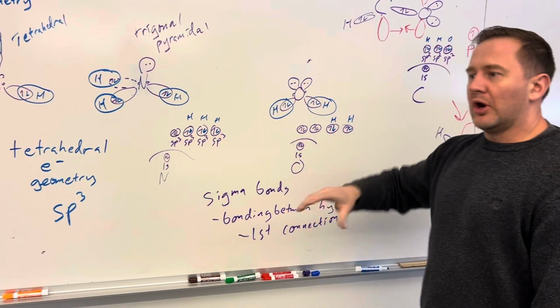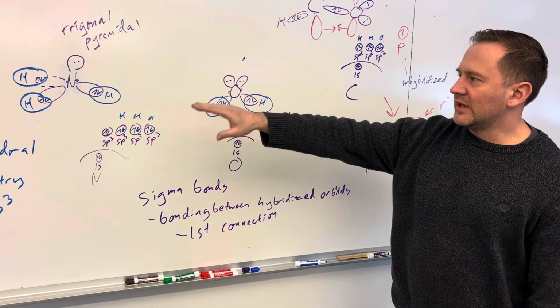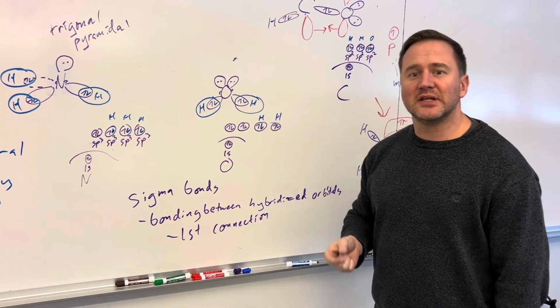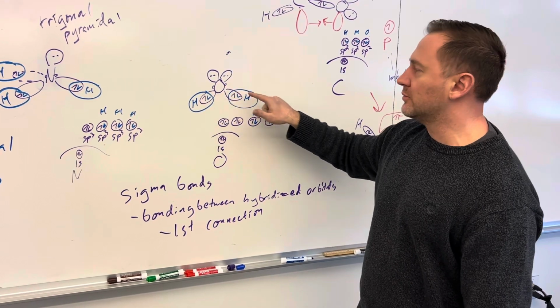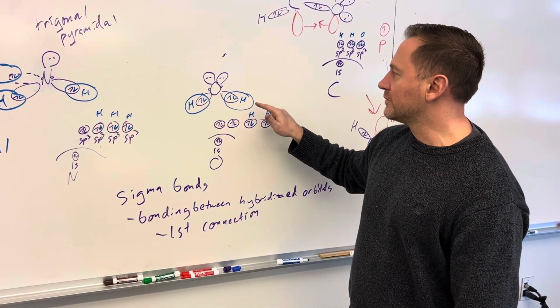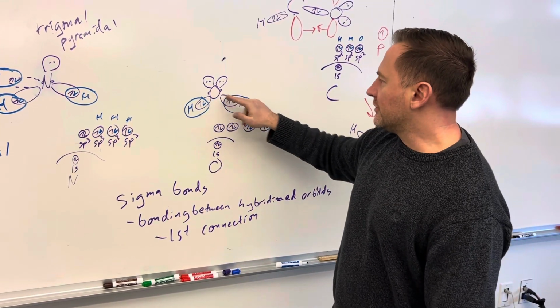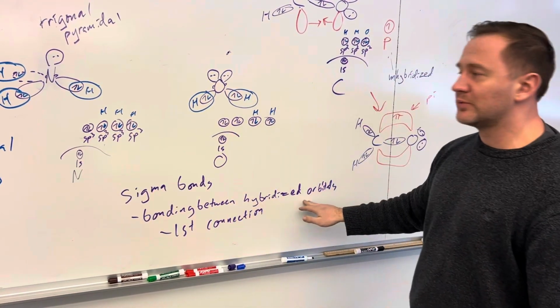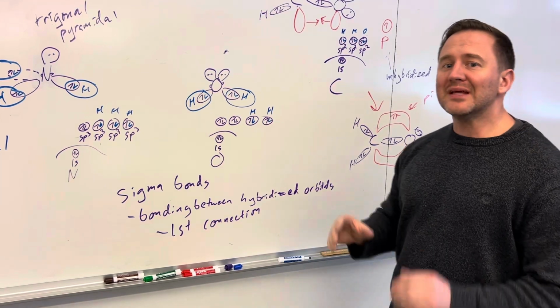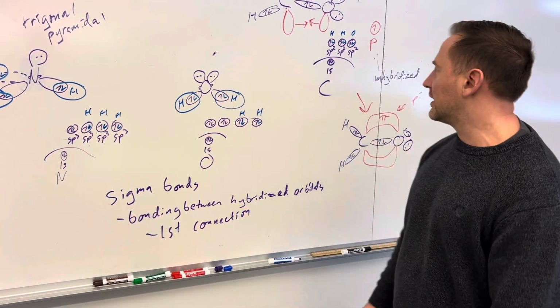But that's not always what happens. These all contain only sigma bonds, which is the first connection between atoms, and it's going to be direct, where the electrons are shared directly between the nuclei of the bonding pair. They're called sigma bonds. They're the first connection, and they're between hybridized orbitals. But bonding doesn't always happen between hybridized orbitals.